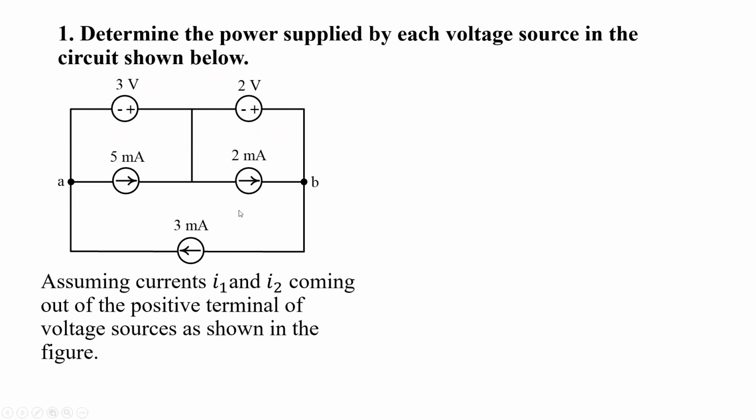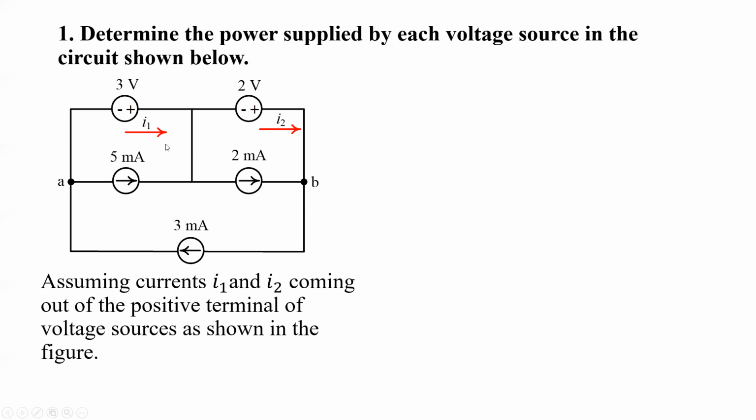So assuming currents I1 and I2 coming out of the positive terminal of the voltage source as shown in the figure, the polarity of the voltage source we're assuming like this, and the direction of currents coming out of each voltage source we're assuming in this direction. So if we compute the current coming out of the positive terminal of each of the voltage sources, then we can easily determine the power.